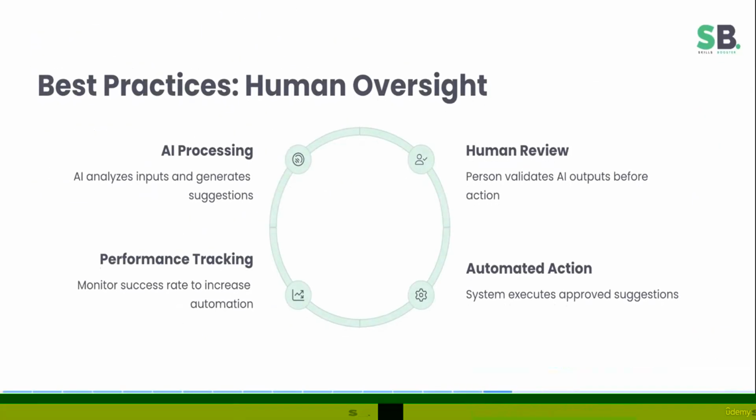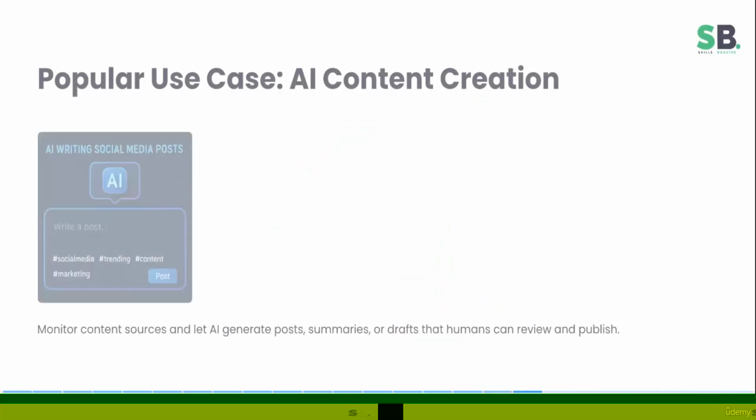The best practice is about human oversight. You have AI processing: AI analyzes inputs and generates suggestions. Human review: a person validates AI outputs before action. Performance tracking: monitor success rate to increase automation. Automated action: system executes approved suggestions.